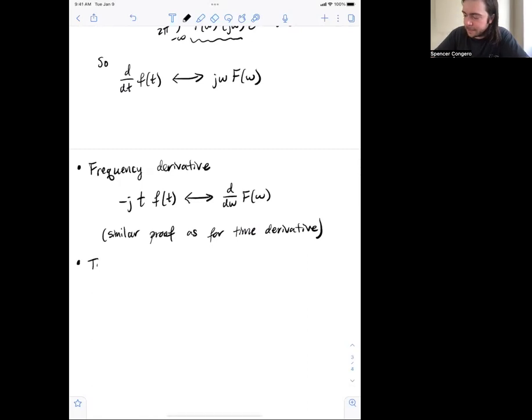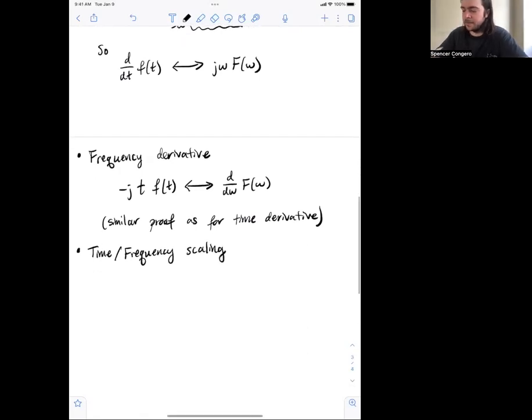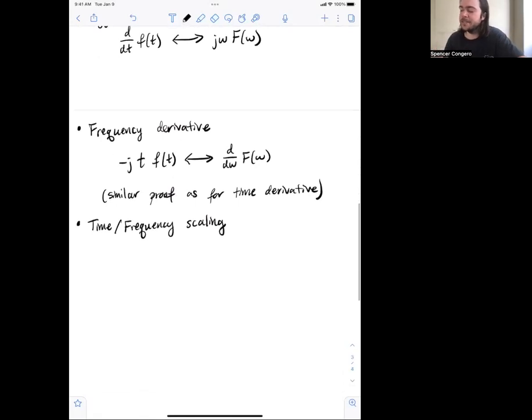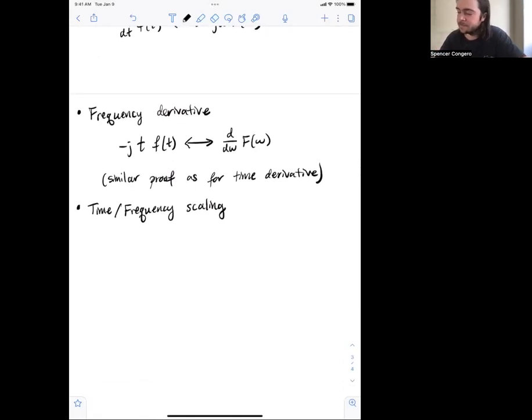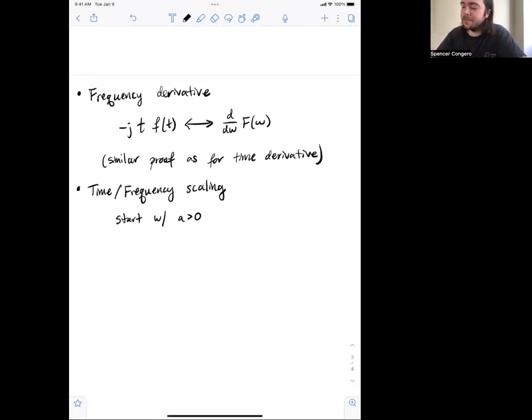So now let's look at what happens when we time or frequency scale. And you'll see why I'm grouping these properties together once we get the result. Okay, so what we're going to look at is, like we saw for Fourier series, we're going to look at f of at. We're going to scale the time variable. And let's start with when that scale factor is positive, then we'll look at when it's negative, and then we'll combine them into one nice expression. Okay, so let's look at the Fourier transform of f of a times t as a time-scaled version of f.